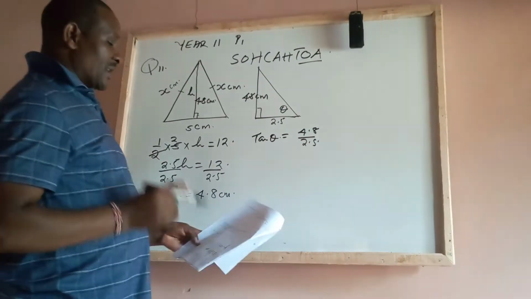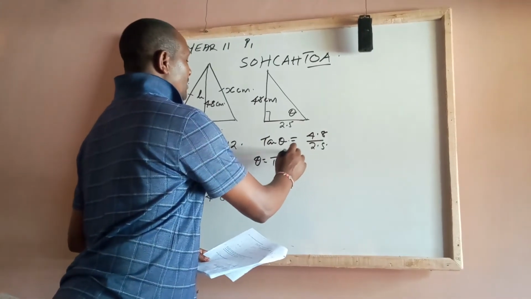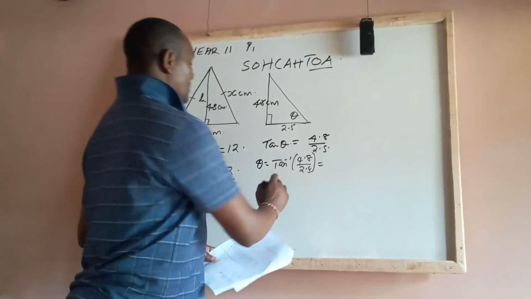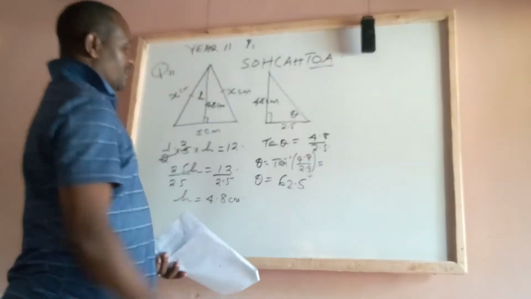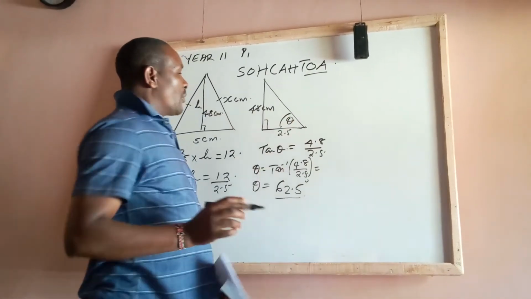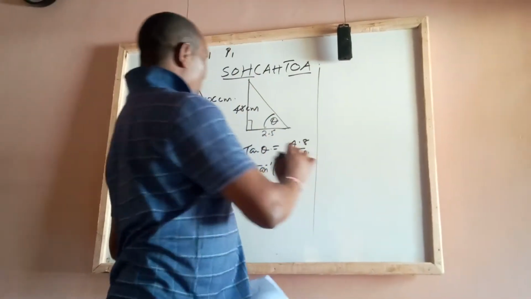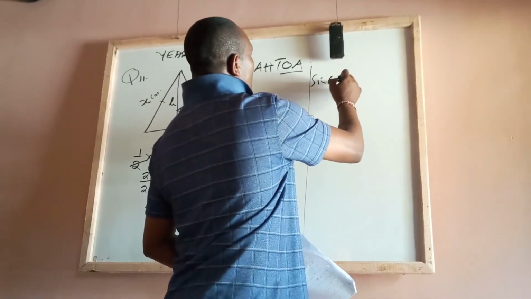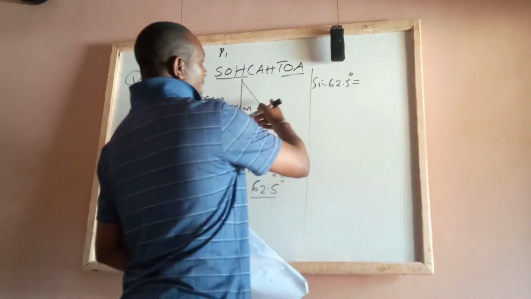And using our calculator, we can easily get our theta to be the tangent inverse of 4.8 over 2.5, which is 62.5 degrees. Now, having acquired our theta, this angle, we can therefore use either the cosine or the sine. Having realized that our theta is 62.5 degrees, then we can call upon the sine of 62.5 degrees is given by the opposite over the hypotenuse.